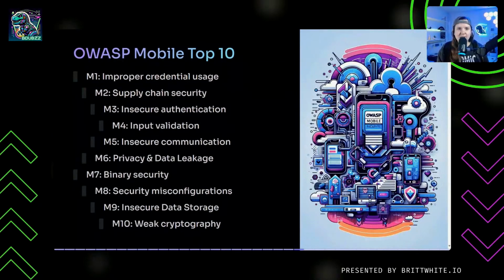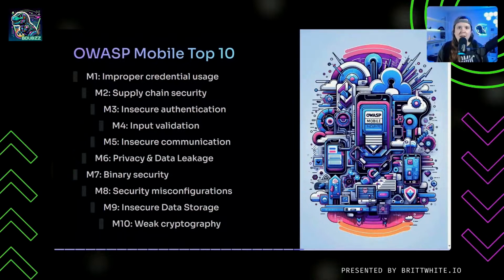M6 is privacy and data leakage. Leaking information is a no-go. Mask it like a secret identity. M7 is weak binaries. These easy-to-crack applications spill your secrets. Obfuscate it like a coded diary. M8 is security misconfigurations. Default settings are lazy. Harden them like a new lock set. M9 is insecure storage. Unencrypted data is a gift to thieves. Encrypt it and stay safe and not sorry. And finally, M10 is weak cryptography.